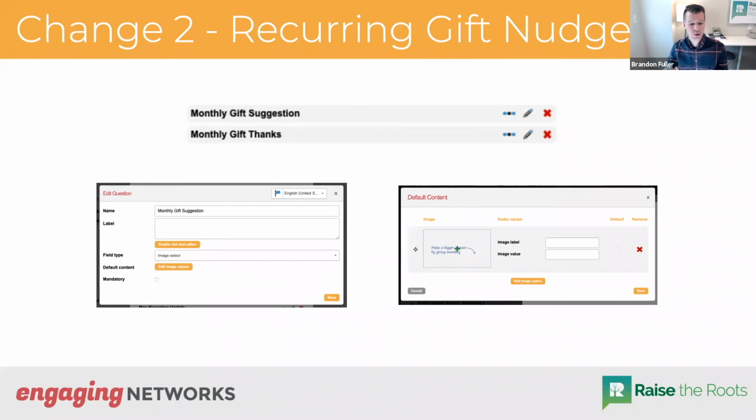So we created these two questions, and for each of them, we selected image select as the type of field. And then we had these little graphics that we created. We uploaded those to EN, and for the monthly gift suggestion, it's going to be the nudge that says make a bigger impact by giving monthly. And then for the monthly gift thanks, we used a different image that said, thank you for your monthly support.